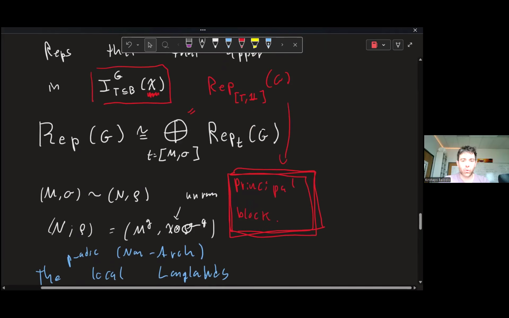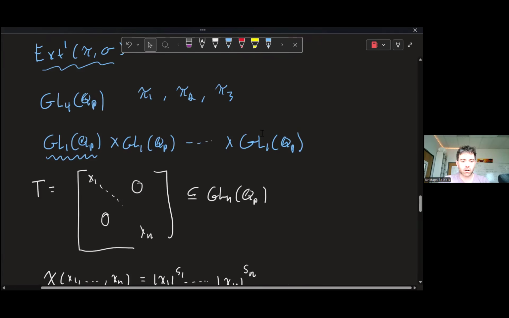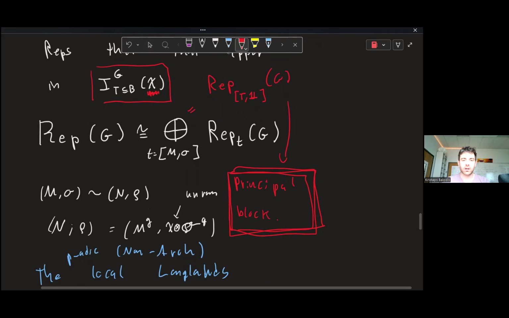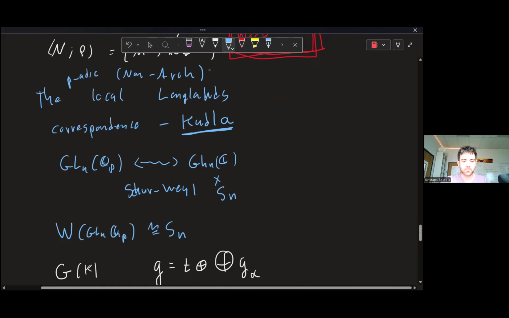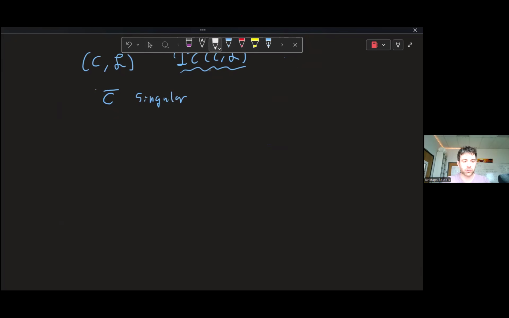So one of the things that I had mentioned last time is that our category of representations, Rep G, breaks up into a direct sum of categories. In particular, there's a very special component of this category we call the principal block. And what is the property? One way to describe the principal block, I'll call it Rep naught of G.